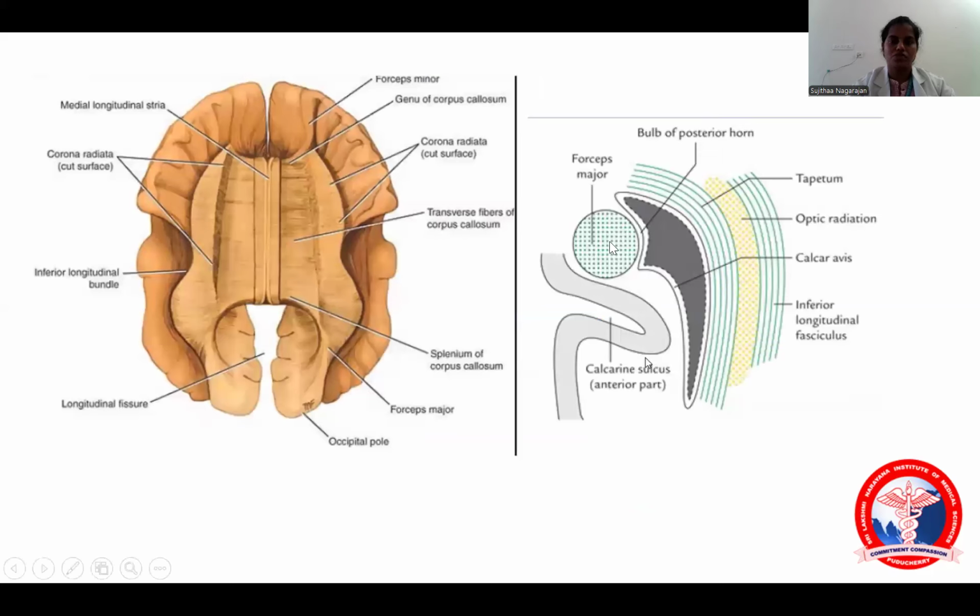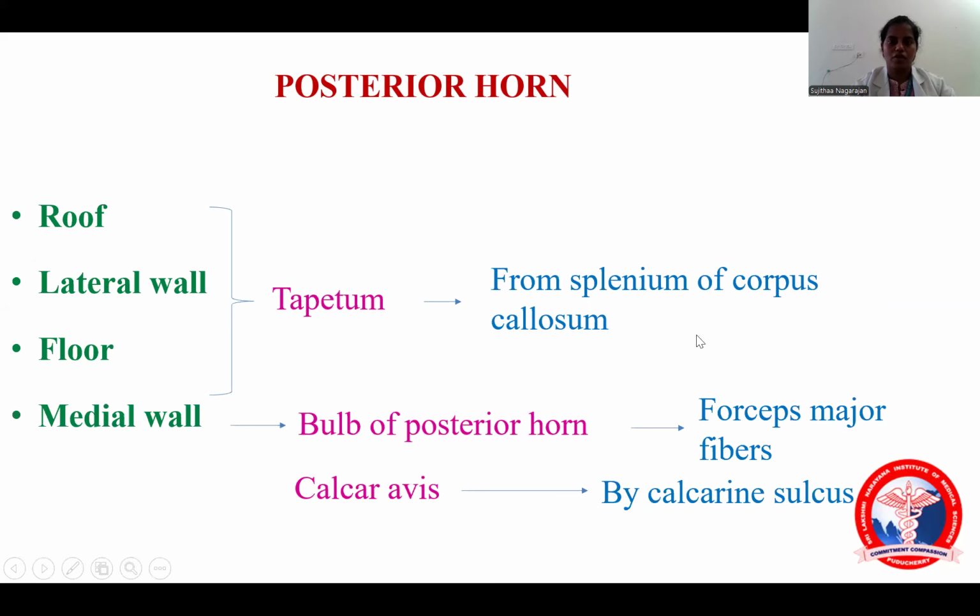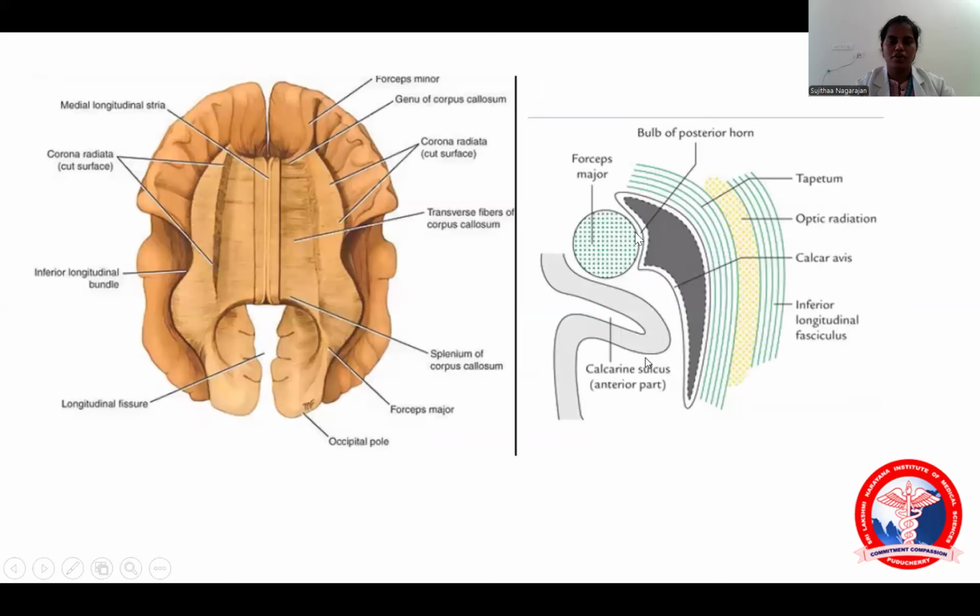So in this picture, we can see the posterior horn, and this posterior horn is forming a bulb that is caused by the forceps major. Then we have the calcarine sulcus that is causing the calcar avis. So on this side, we have the tapetum and the optic radiation.